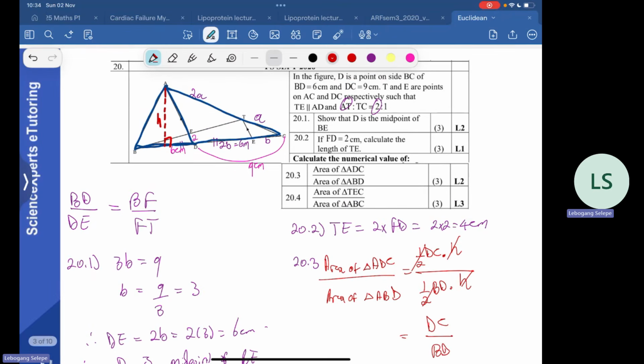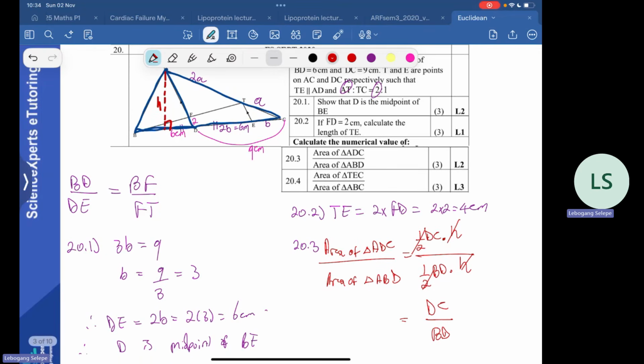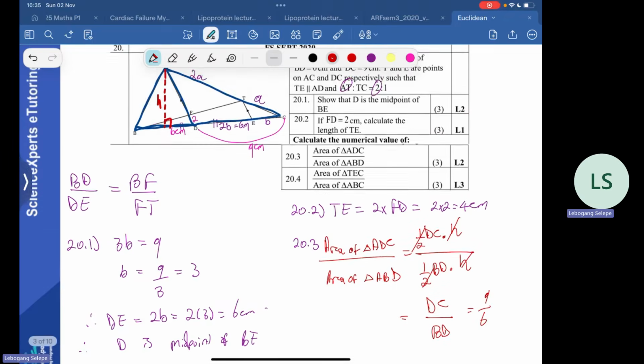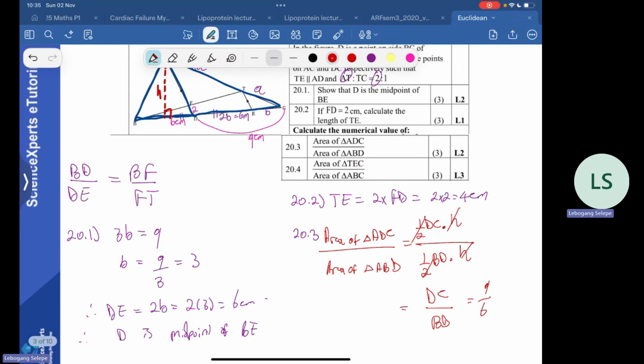So what is the value of DC? DC, as you can see, is 9 centimeters. Then BD is 6. So this would be 9 over 6, right? Then we solved the problem, right? Now let's move on to 20.4 using a similar approach. We're going to use a similar approach.